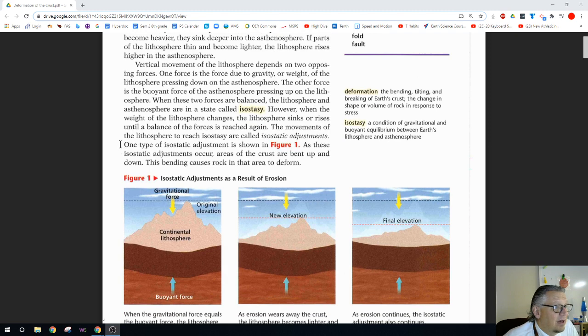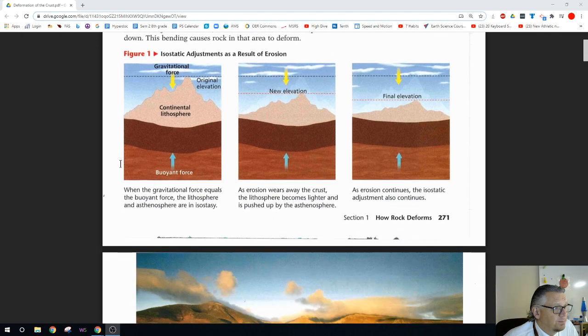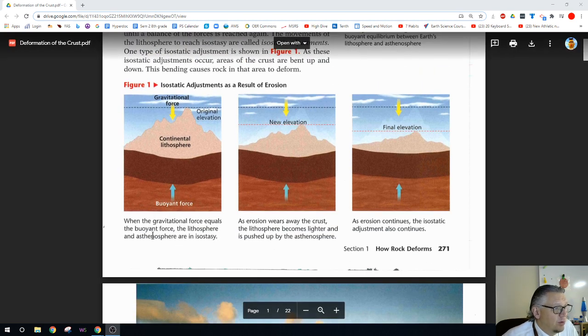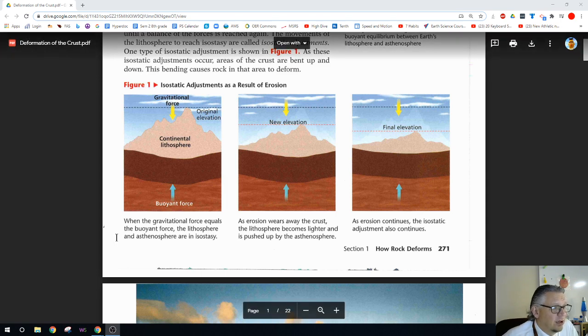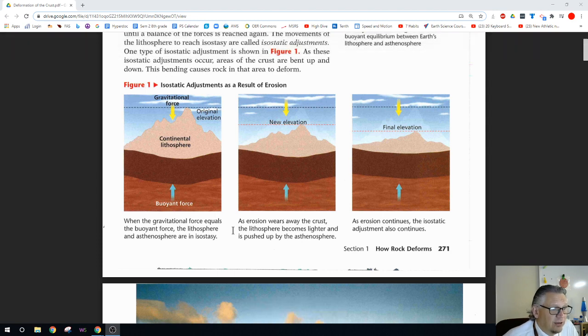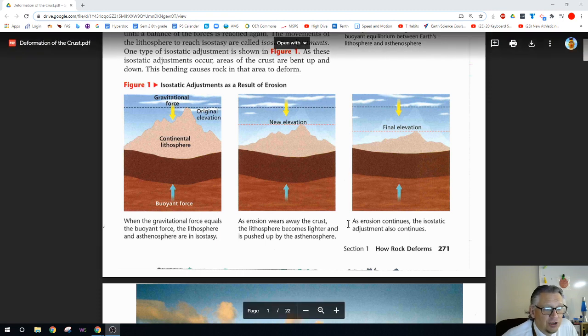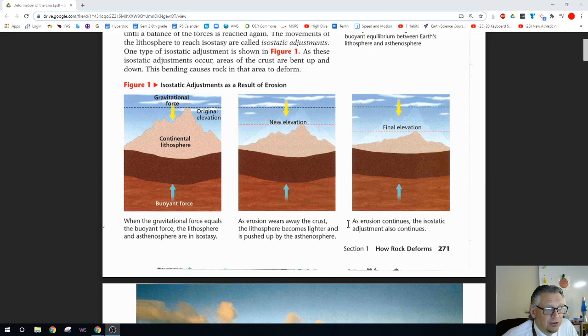One type of isostatic adjustment is shown in Figure 1. When these isostatic adjustments occur, areas of the crust are bent up and down. This bending causes rock in the area to deform. First picture: when the gravitational force equals the buoyant force, the lithosphere and the asthenosphere are in isostasy. As erosion wears away the crust, the lithosphere becomes lighter and is pushed up into the asthenosphere. As erosion continues, the isostatic adjustment also continues.